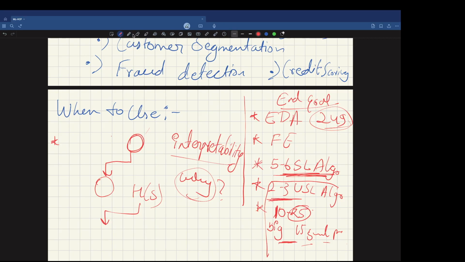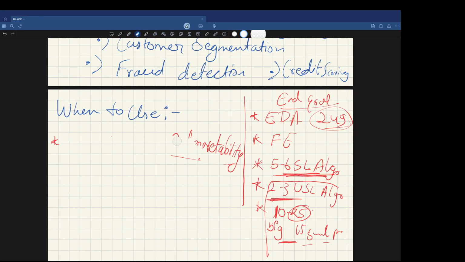So if you have like 7 or 8 features, and you want to know which are the key deciding features, you can use this one, right? So the first one, I just erased. The first case is when interpretability is required. Just write when interpretability is required.